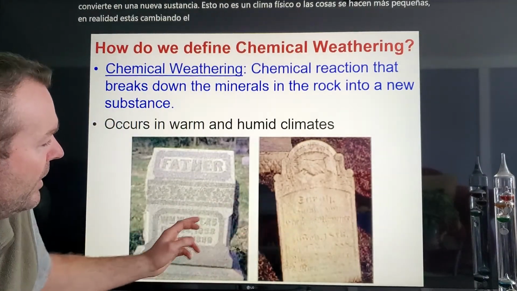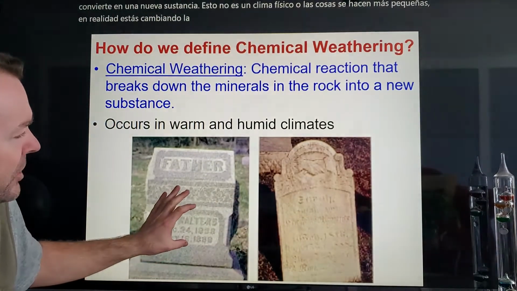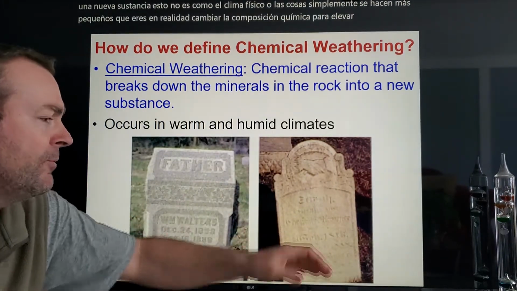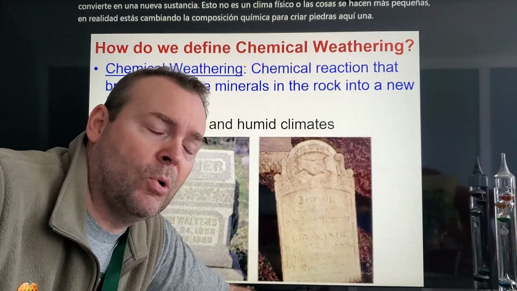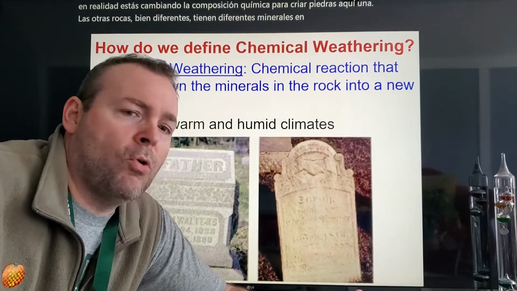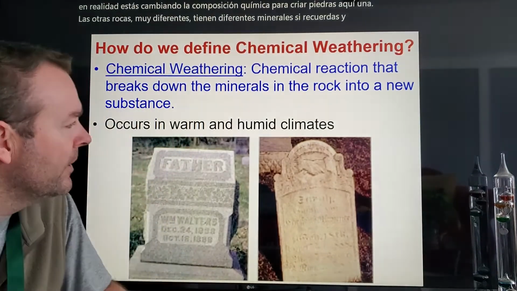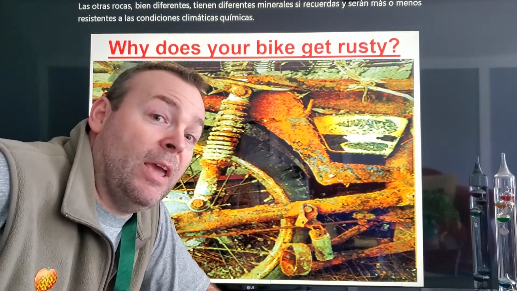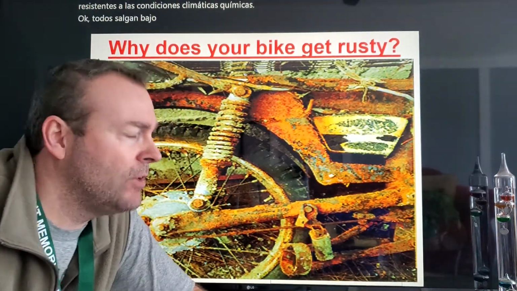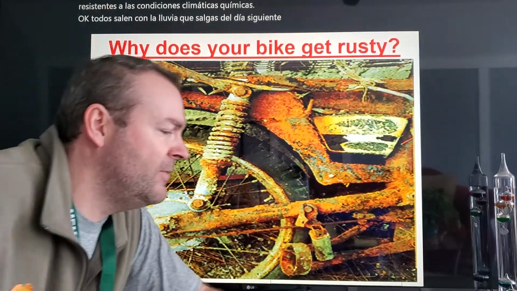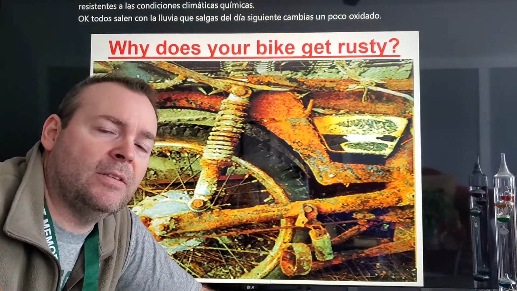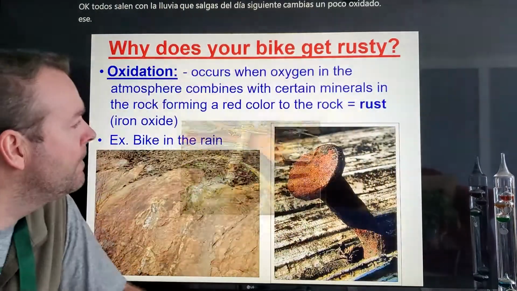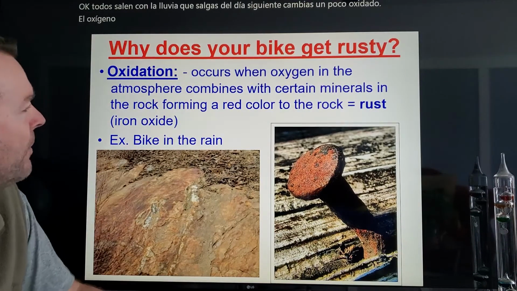Two gravestones here, one much less weathered than the other. Well, different rocks have different minerals in them, if you recall, and they'll be more or less resistant to chemical weathering. Okay? Everybody's left their bicycle outside in the rain. You come out the next day, your chain's all rusty. Again, that's because of that iron oxidizing with the oxygen in our atmosphere. Okay? Oxidation is a form of chemical weathering.